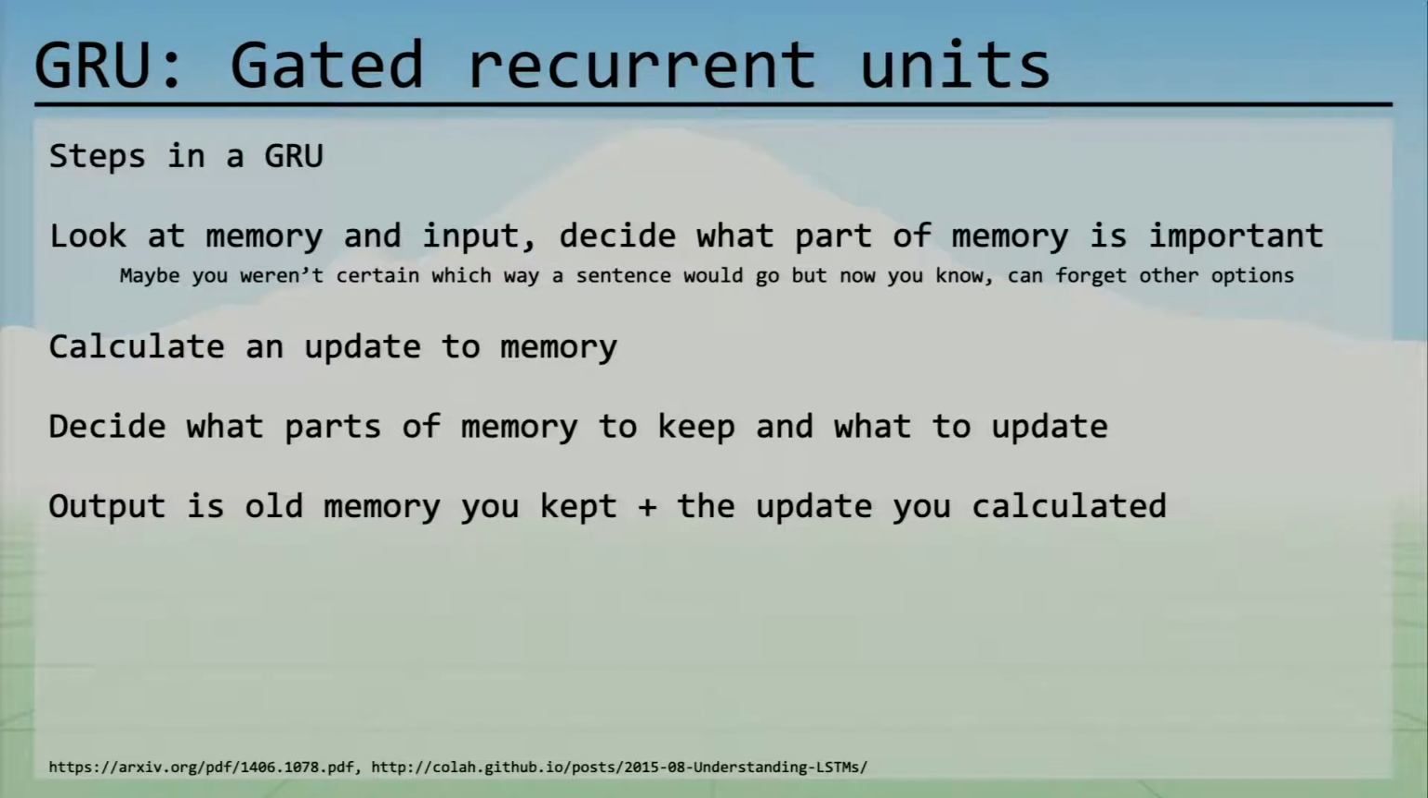The next step is that we're going to calculate some update to our memory. And that's basically taking the output of this first step. So after we've decided what part of our memory is important for our current time step, we're going to take that and our input and calculate some update to our memory. Then we're going to decide which parts of our memory we should keep around and which parts we should update. And finally, the output is the old memory that we've kept around, or the old internal state that we've kept, plus the update that we calculated in our second step.